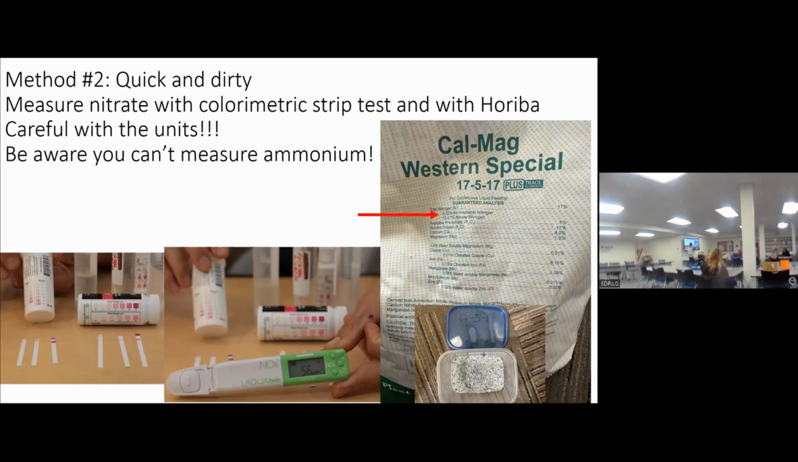Notice that when you use the 17517 with this method, you will not be able to capture the ammonium, because this thing only measures nitrate. These instruments only measure nitrate. And the other one is called the Horiba. It's called the electrode-based meter. And it does the same, it just puts some water there and it gives you a number.